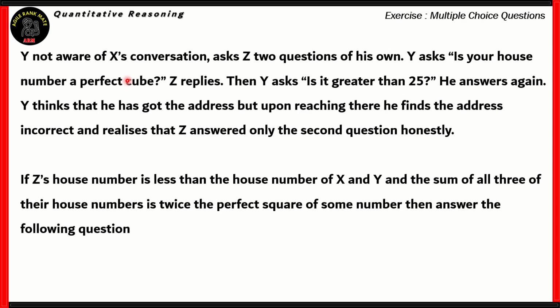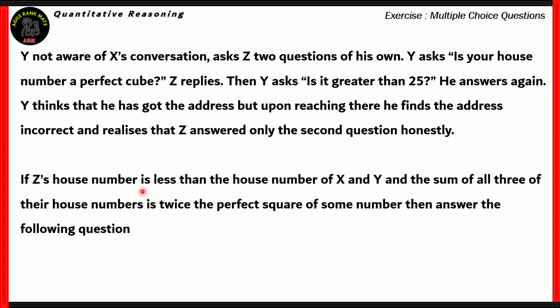Y, not aware of X's conversation, asks Z 2 questions of his own. Y asks, "Is this house number a perfect cube?" Z replies. Then Y asks, "Is it greater than 25?" He answers again. Y thinks that he got the answer, but upon reaching there, he finds the address incorrect and realizes that Z answered only the second question honestly.